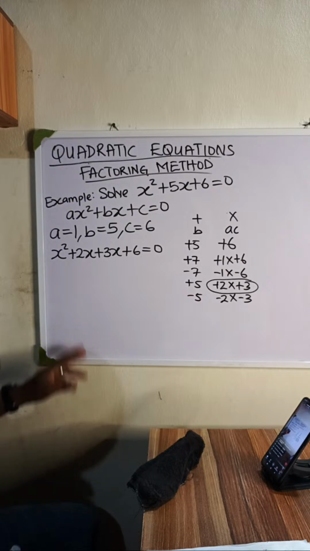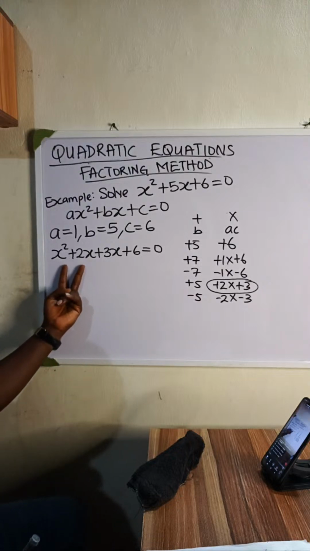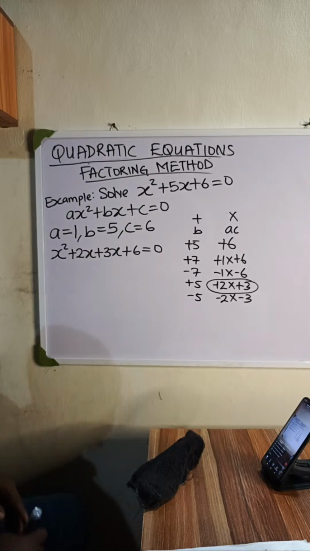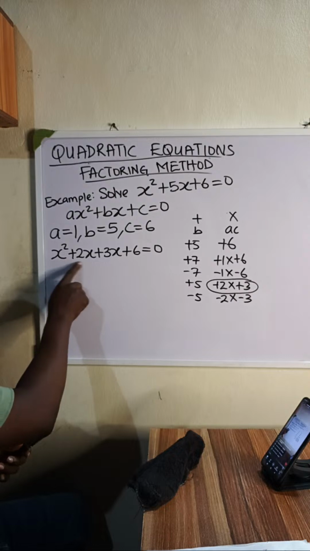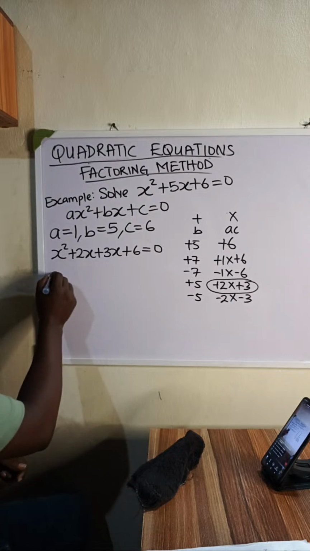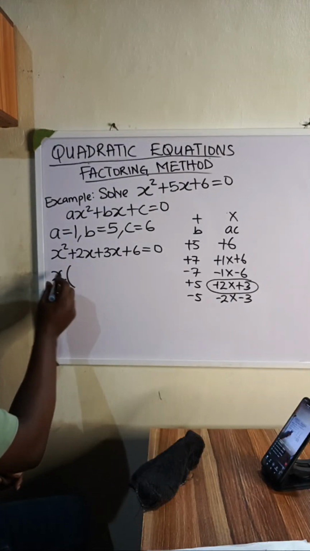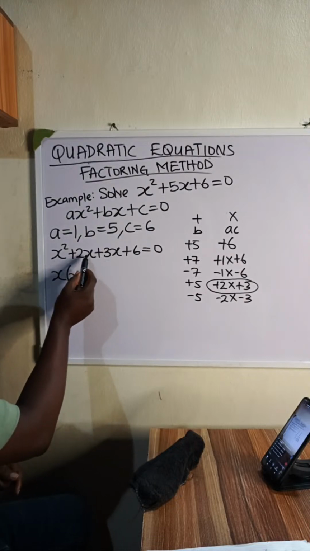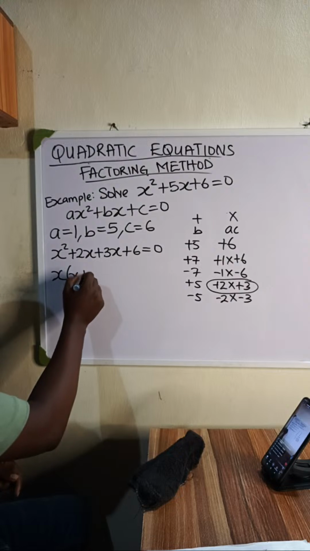Next, we factorize by grouping. We factorize these two together. We factorize these two together. So looking at these two, x squared and plus 2x, what is common is x. X squared divided by x will give us x. Plus 2x divided by x will give us plus 2.